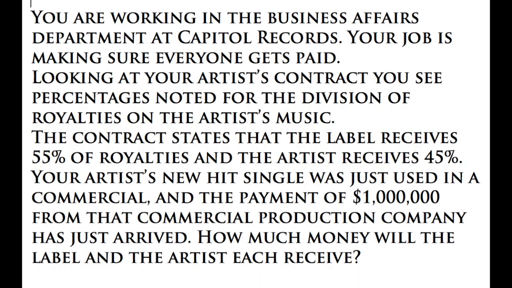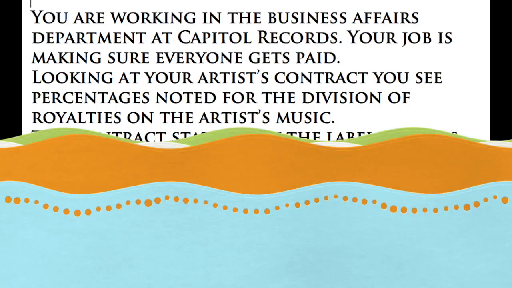Looking at your artist contract, you see percentages noted for the division of royalties on the artist's music. The contract states that the label receives 55% of royalties, and the artist receives 45%. Your artist's new hit single was just used in a commercial, and the payment of $1 million from that commercial production company has just arrived. How much money will the label and the artist each receive?